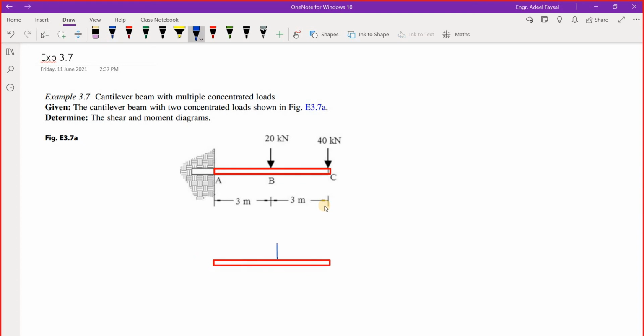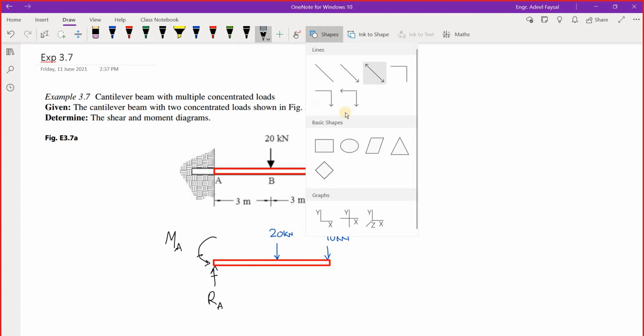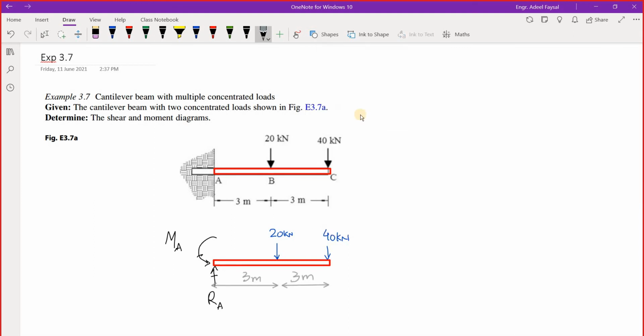So we will draw these forces, 20 kilonewton and then 40 kilonewton, and then we have a fixed support on this side. We must show there are three possible reactions that can develop, RA and MA, and that third one is this one. Since we have no applied load in the horizontal direction, this will be 0, and that's why I'm not showing it over here. If there is a horizontal load, this can develop. Otherwise, right now this is 0. So let's show the distances, 3 meters and 3 meters.